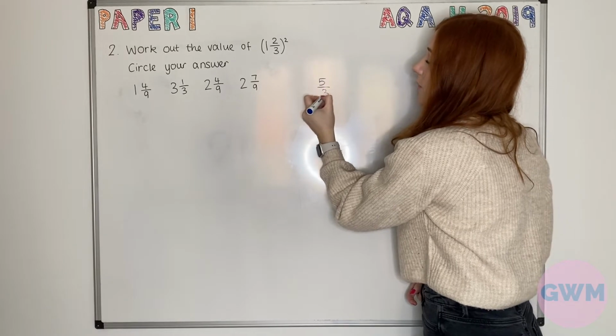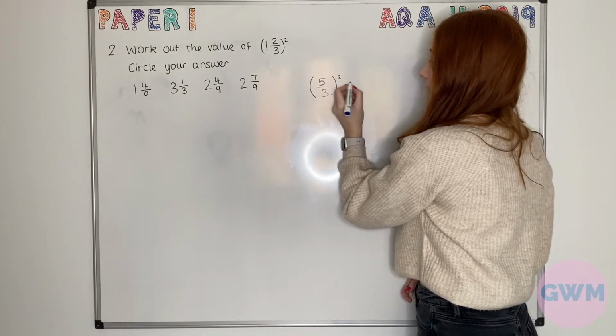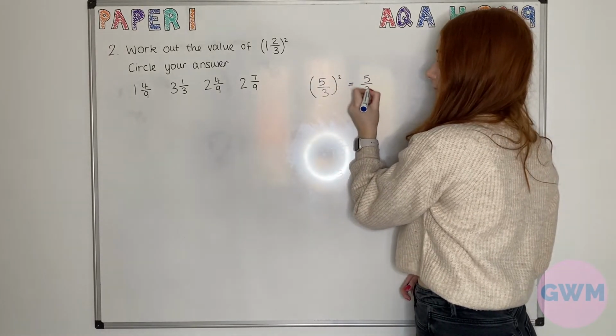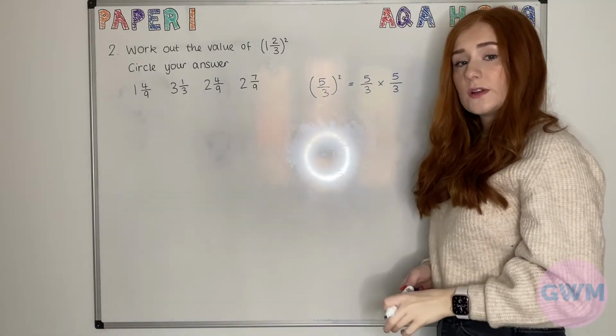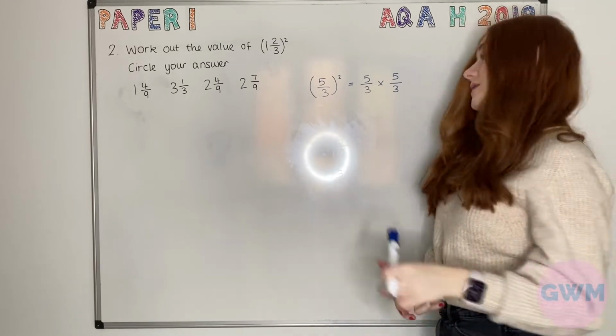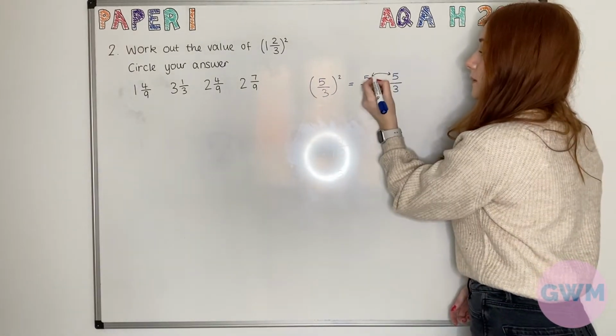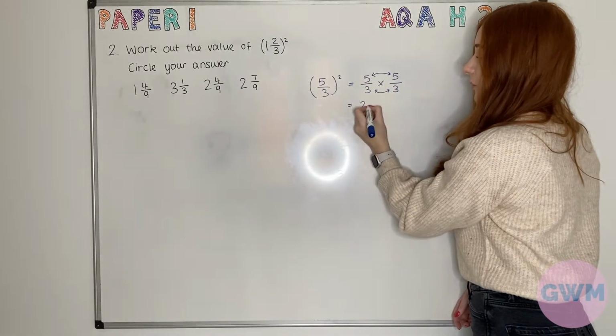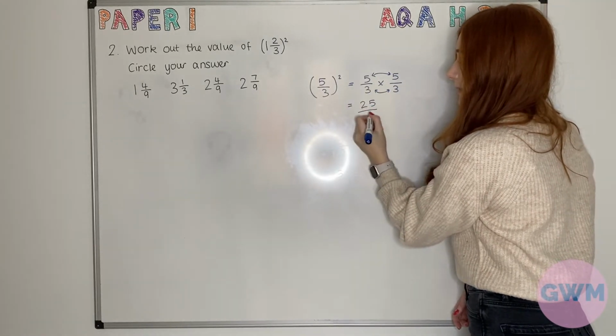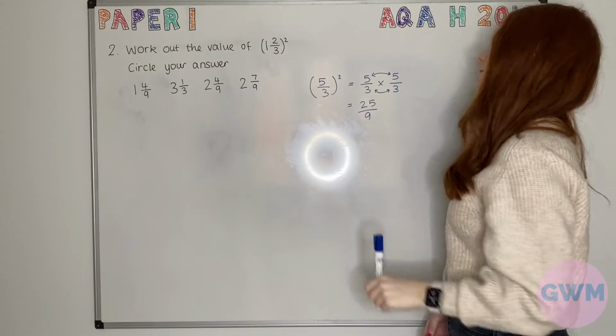And remember, we want to square that, which also means we basically want to times it by itself. To times fractions, you times the top two together and the bottom two together. That's going to give us 5 times 5, 25, and 3 times 3, 9. So we're looking for something over 9.